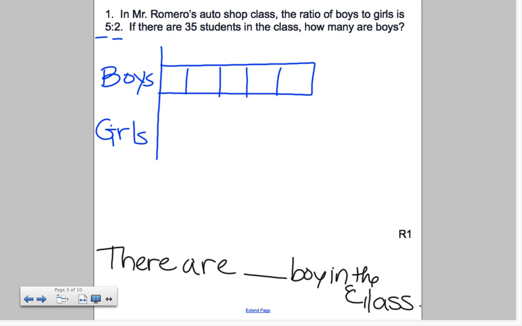Now the girls, how many sections do the girls have? 2. Now, guess what? You're going to use this bar to help you model the girls. Look up here. What I would do is, see how there's 2 here? I would take my straight edge over to the 2 here, and then draw a line. And then draw a line here, and draw a line there.